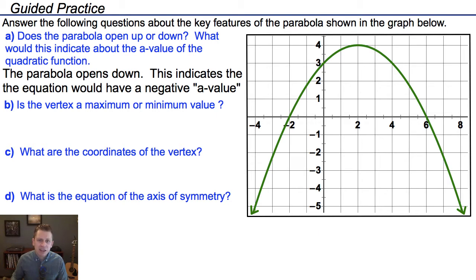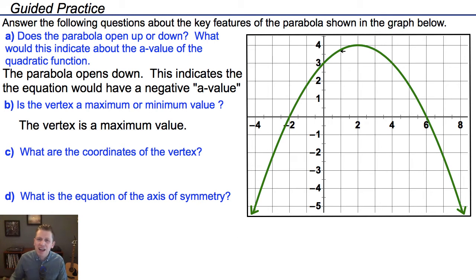Is the vertex here a maximum or a minimum? Meaning, does this parabola have either a highest point or a lowest point? Well, when I look at this parabola, it goes down forever, so it won't have a minimum value because it just keeps going down forever. However, it does have a maximum value, so here we could say the vertex is a maximum. Anytime a parabola opens down, it has a maximum value, and anytime a parabola opens up, it has a minimum value.